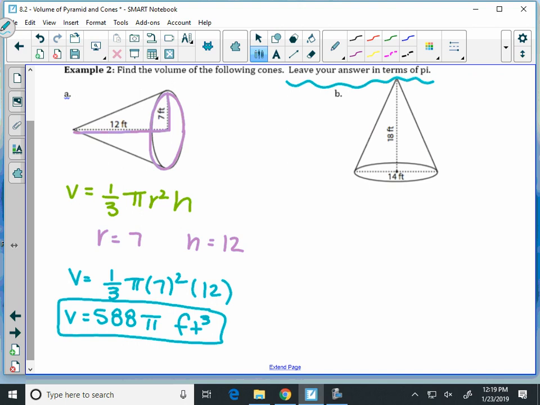Yes. It's 196. Okay, didn't divide by 3. 196? There you go. Sorry, 196 pi. I'm trying to remember answers from first period. Couldn't remember.